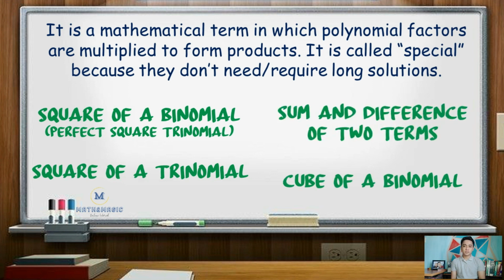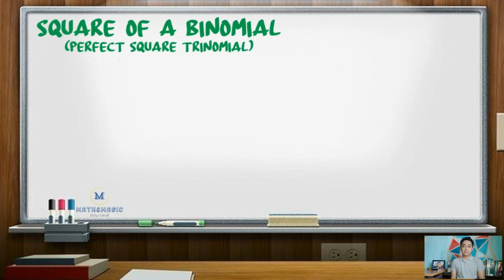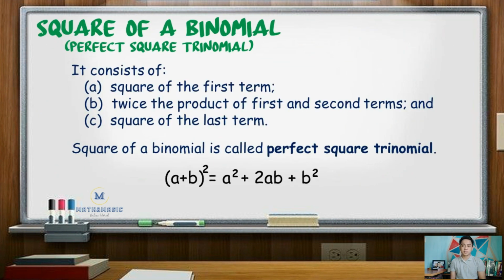of a binomial. For the square of a binomial, it consists of the square of the first term, twice the product of the first and second terms, and the square of the second term. In symbol, we have the square of quantity a plus b, that is equal to a squared, plus 2ab plus b squared. Another illustration is the square of a minus b equals a squared minus 2ab plus b squared. Also remember that the square of a binomial gives us a perfect square trinomial.